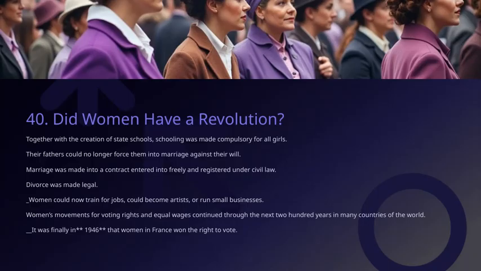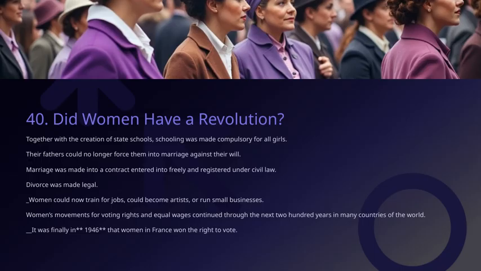So, did women really have a revolution? Well, in many ways, yes. With the establishment of state schools, education became compulsory for all girls, which was a huge step forward. No longer could their fathers force them into marriage against their will, giving women more control over their own lives.